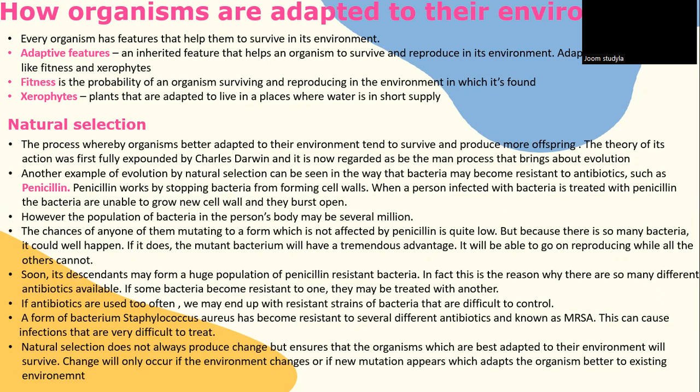If antibiotics are used often, we may end up with a resistant strain of bacteria that are difficult to control. A form of bacteria, Staphylococcus aureus, has become resistant to several different antibiotics and is known as MRSA. This can cause infections that are very difficult to treat. Natural selection does not always produce change, but ensures that the organisms which are best adapted to the environment will survive. Change will only occur if the environment changes or if a new mutation appears which adapts the organism better to the existing environment.